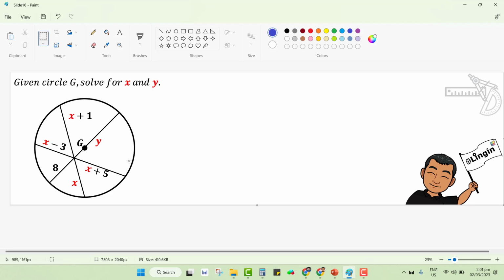Nevertheless, x stands for the measurement of a segment. Y is also a measurement of a segment. But more importantly, these are segments that result from intersecting chords. In this case, we are going to use the chord-chord power theorem here. But since there are 3 different chords, let us first solve 2 chords where we could solve the value for x first.